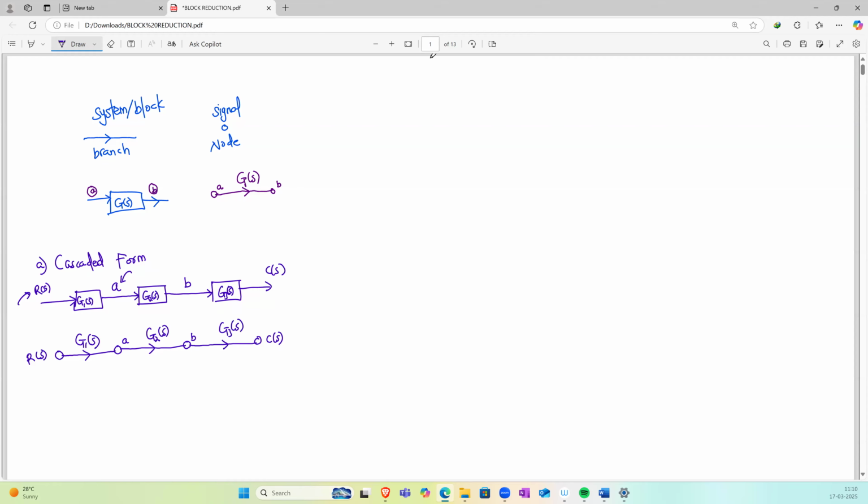So this is the signal flow graph equivalent of a cascaded form. We have the input here, the transfer function of the first block, the internal signal A, the transfer function of the second block, the internal signal B, the transfer function of the third block, and then finally the output signal, which is C of S.